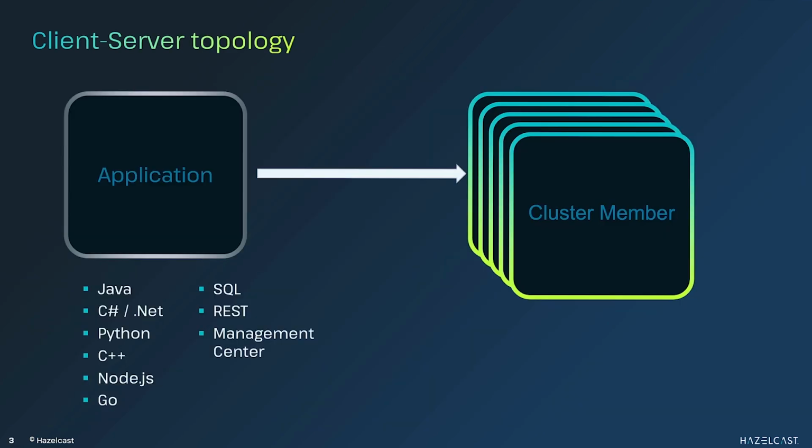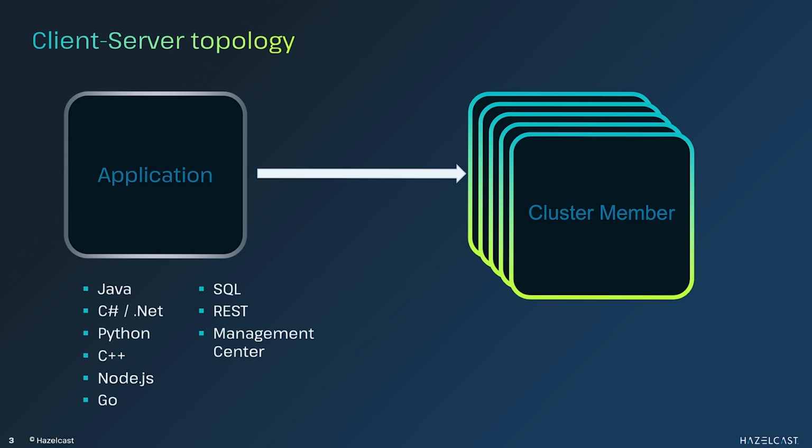Here's a typical client-server deployment. We have the application and a 5-member Hazelcast cluster. You can write applications that use the Hazelcast APIs directly in any of the languages shown in the left column, or in the right column are some other types of clients we support.